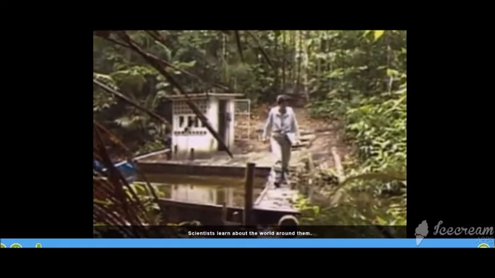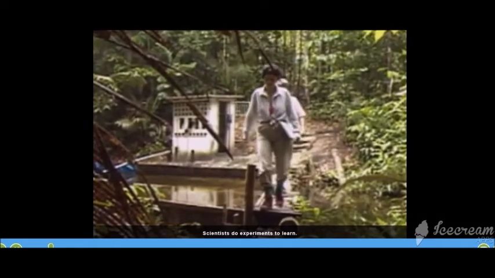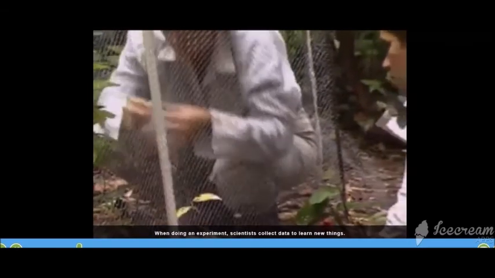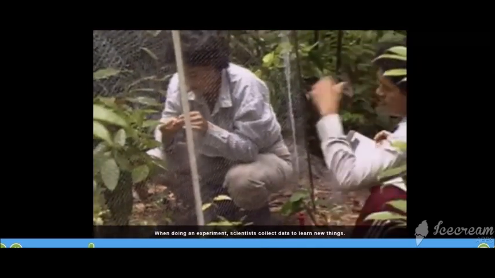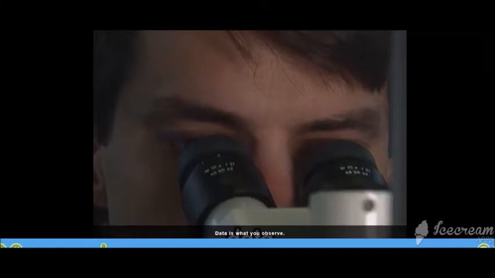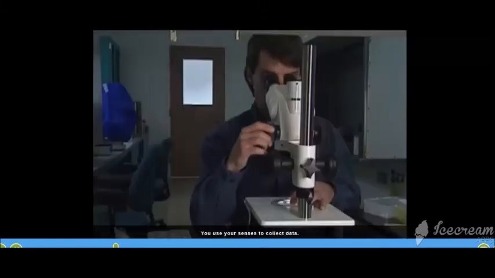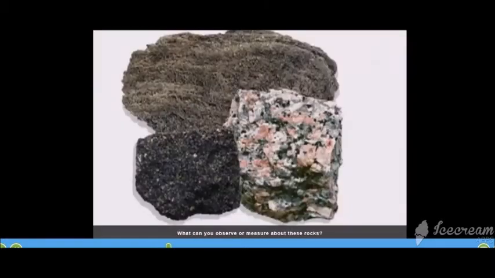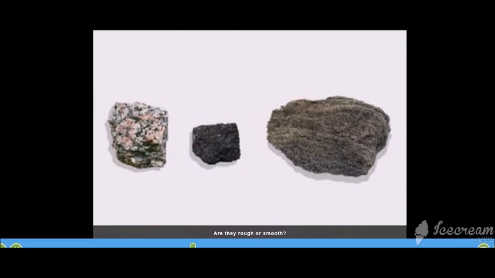Scientists learn about the world around them. Scientists do experiments to learn. When doing an experiment, scientists collect data to learn new things. Data is what you observe. You use your senses to collect data. Scientists record what they observe and measure. They look at the data carefully. What can you observe or measure about these rocks? Are they rough or smooth? What color are they? How wide are they?